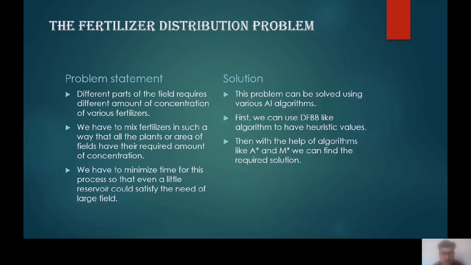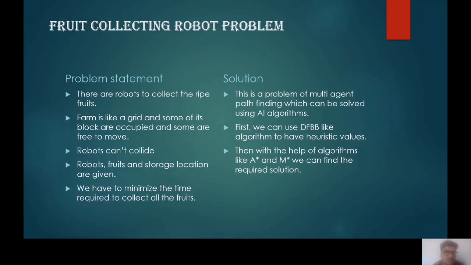This problem can be solved using various AI algorithms. First, we can find the optimal solution. We can use a DFBB-like algorithm to get heuristic values, and then use those heuristic values in algorithms like A star and M star to find the required solution. Then coming to the fruit collecting robot problem.